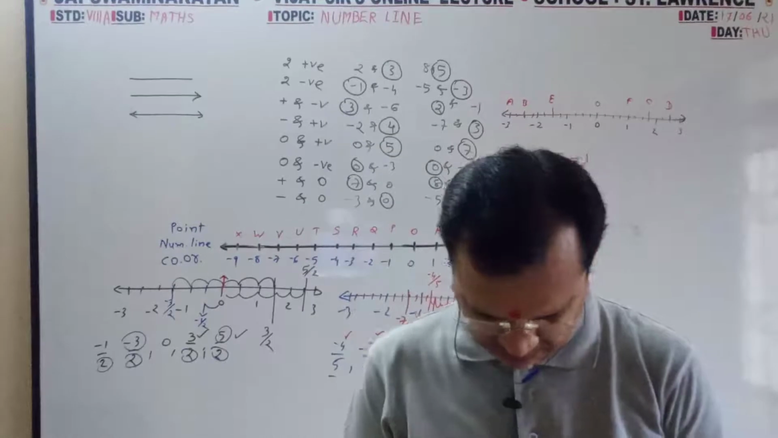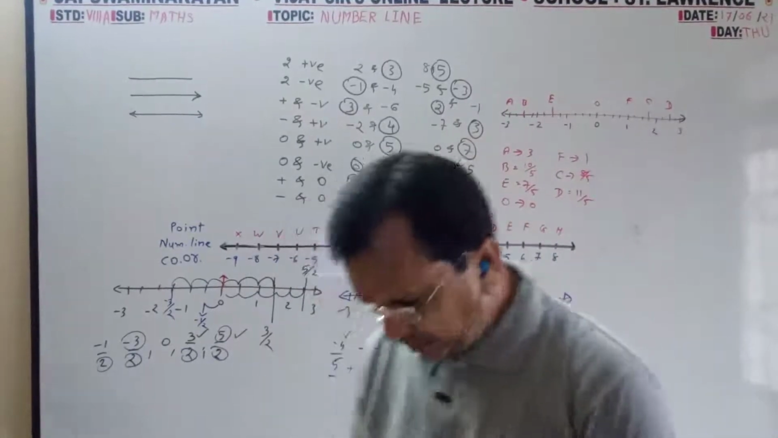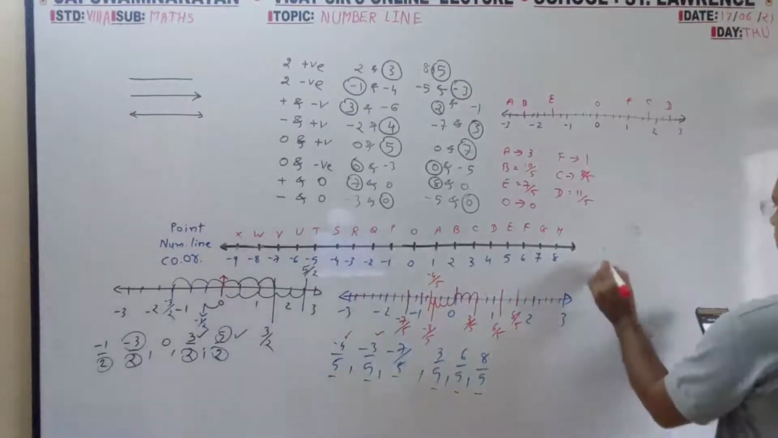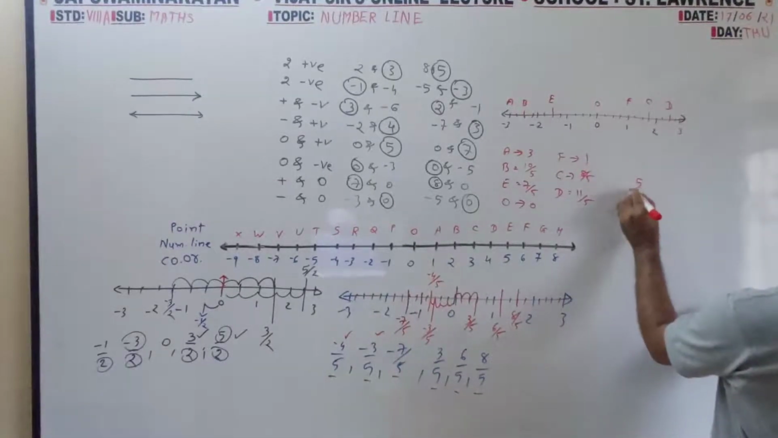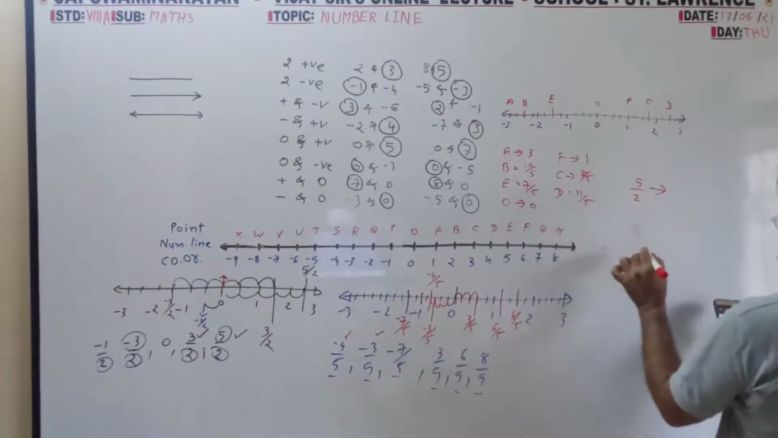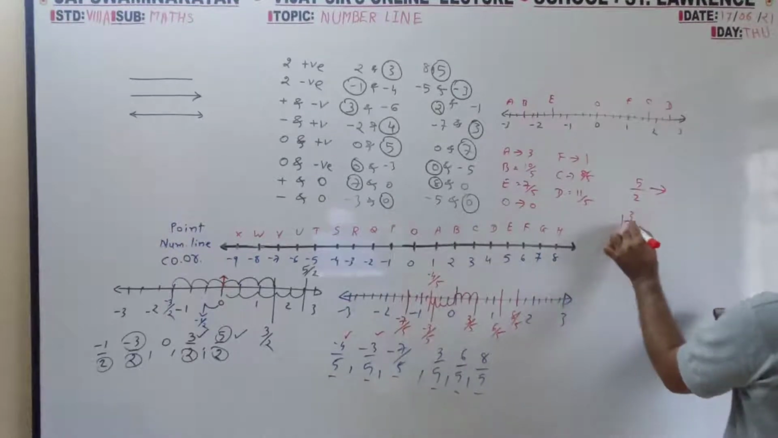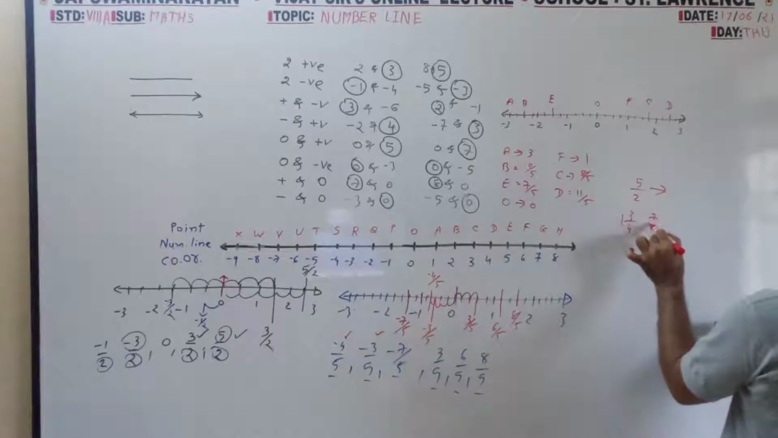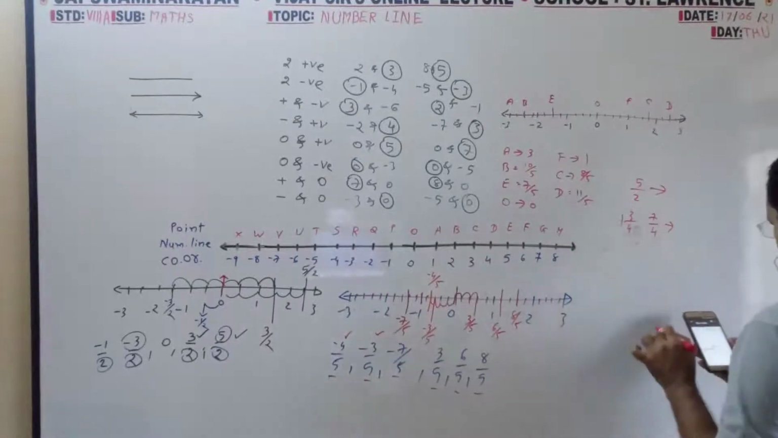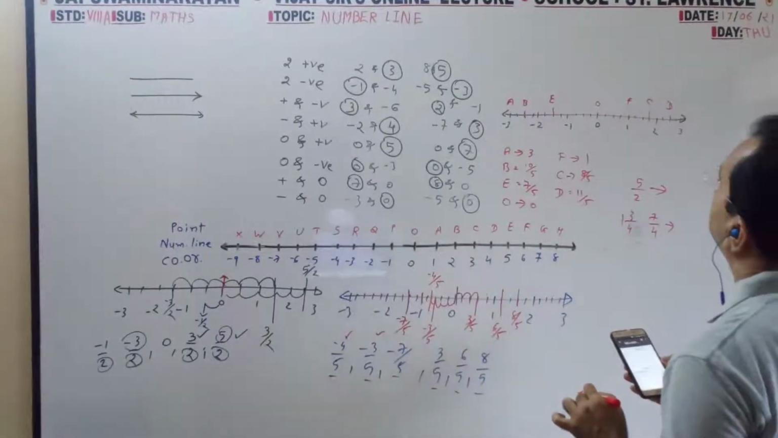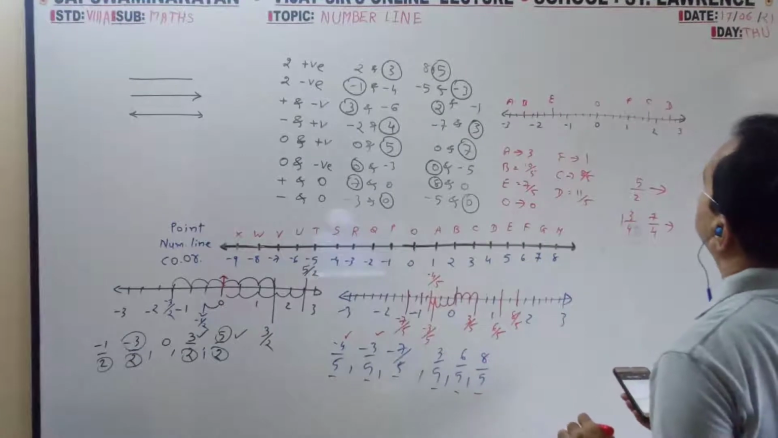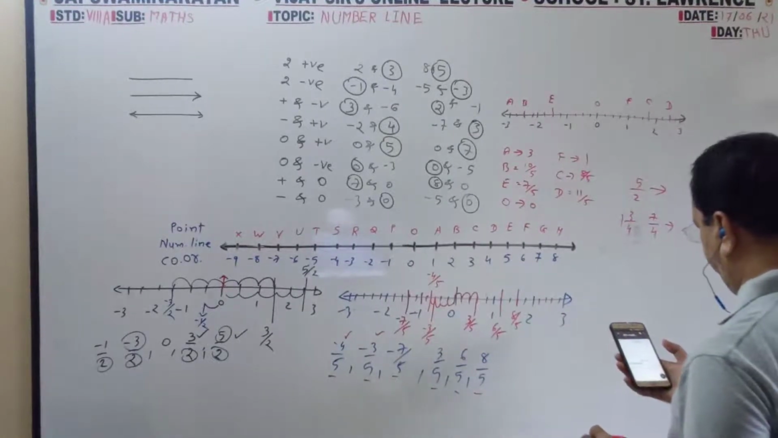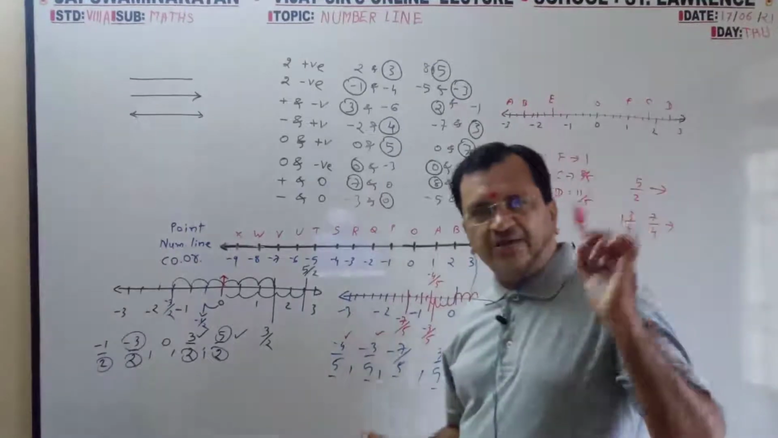Now we have to show where is 5 by 2, where is 1, 3 by 4, 4 ones are 4, 5, 6, 7, 7 by 4. Now diagram is okay.